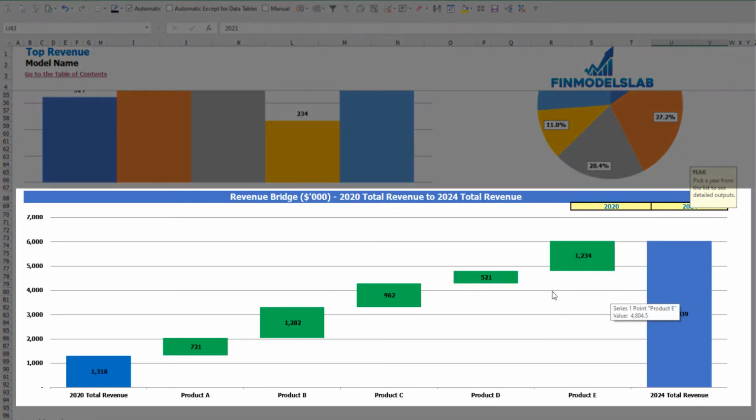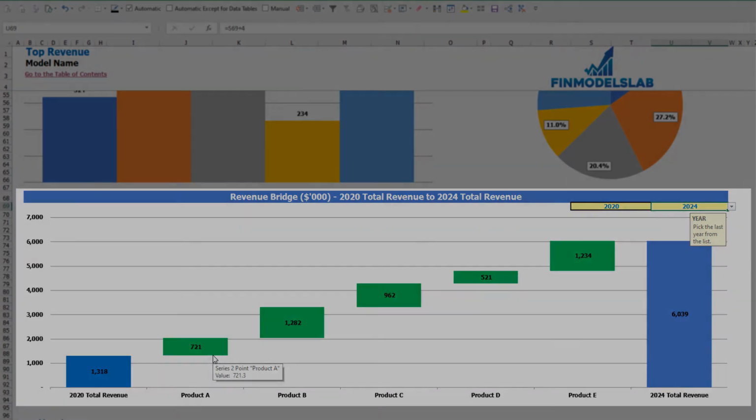On the revenue bridge you may find the main revenue drivers of growth. You may select the first year and you may select the last year, and between these years you will see the waterfall chart, and you may see which are the main drivers of your revenue growth, which specific products grow faster and which specific products grow slower.